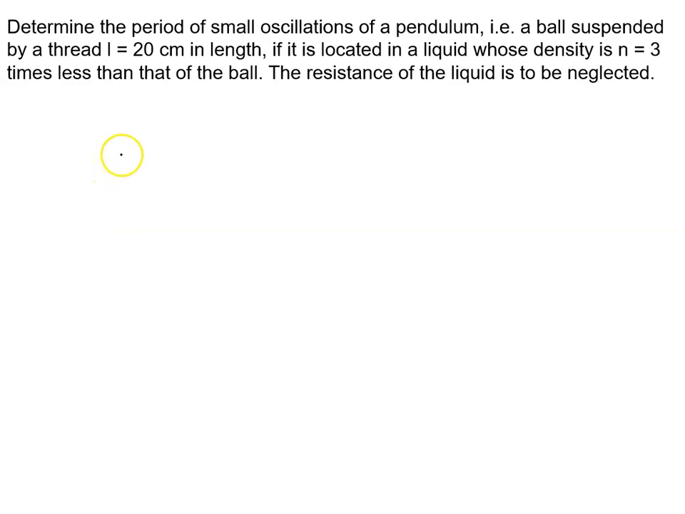Determine the period of small oscillation of a pendulum such that the ball is suspended by a thread of length 20 centimeter. Length of the thread is given to us, that is 20 centimeter. If it is located in a liquid whose density is 3 times less than that of the ball.